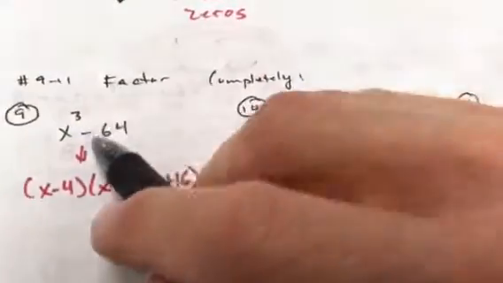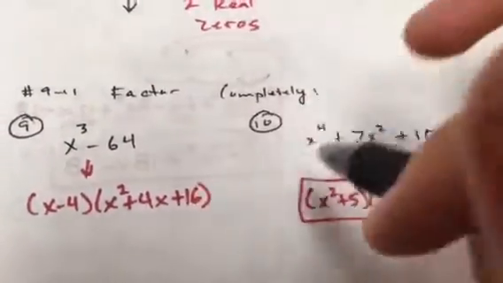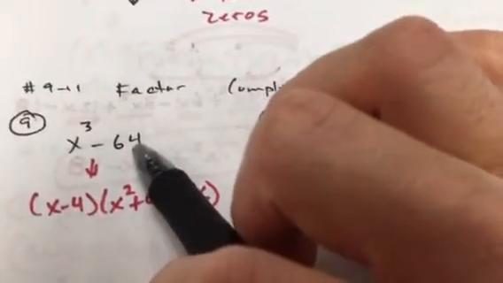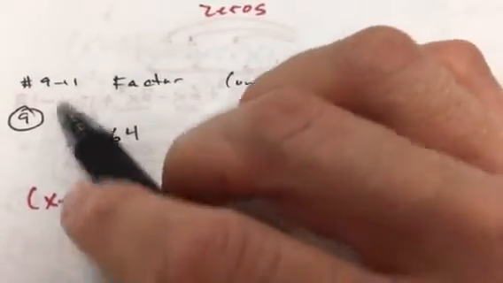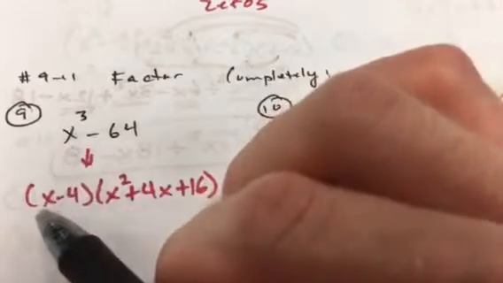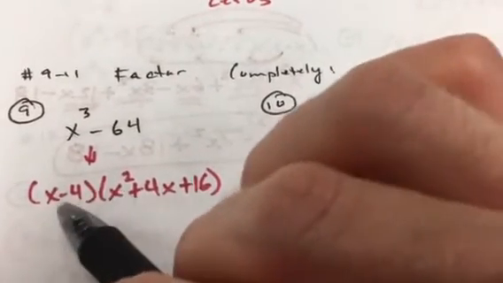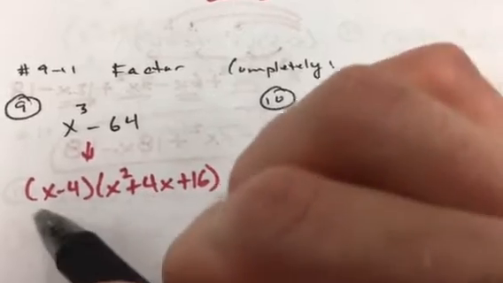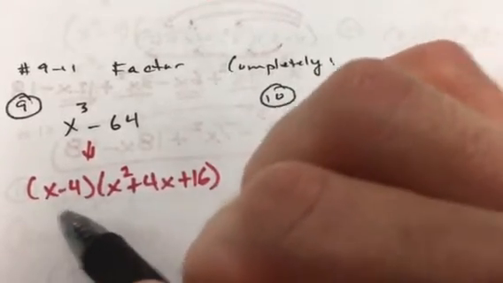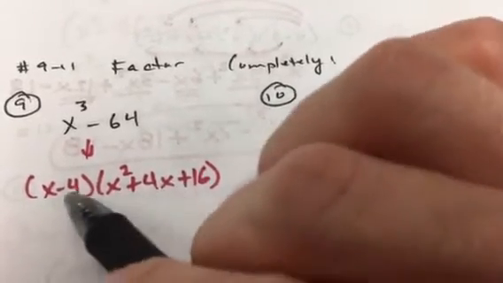Factor completely on 9. You have a difference of 2 cubes, perfect cubes. Take the cube root of 64. Take the third root, the cube root of x to the third. It's just x minus 4. Then you take this first term and you square it. If this is a negative, that's a plus. Take the inner product of 4 times x, 4x. Then you take 4 and square it.